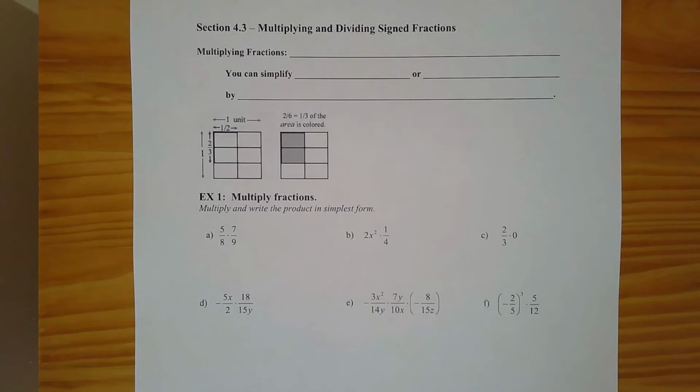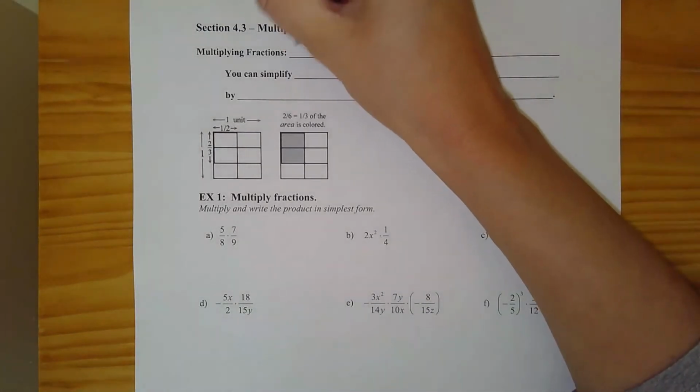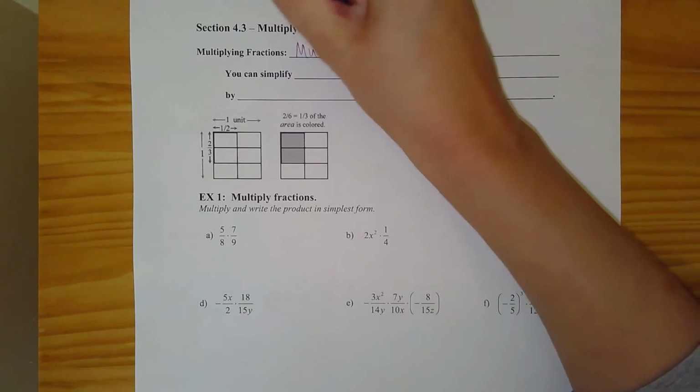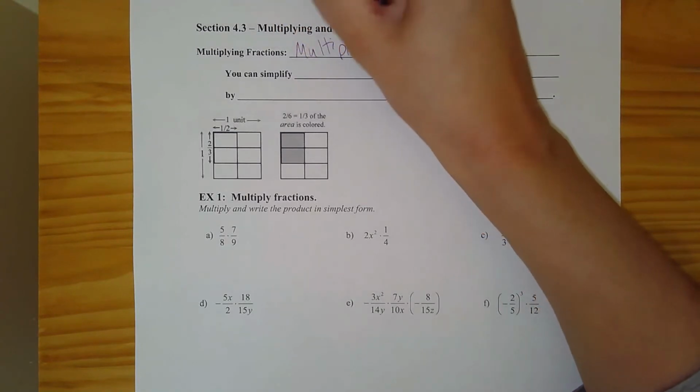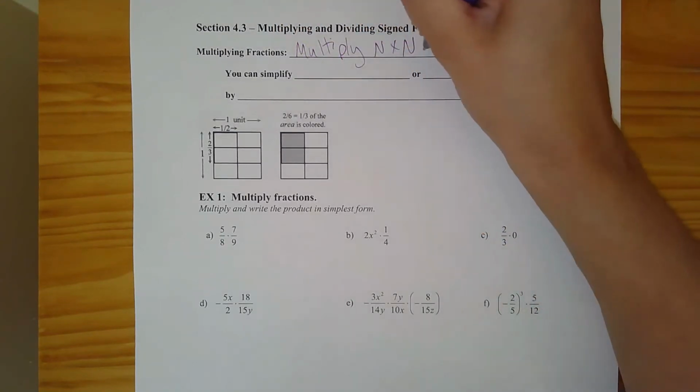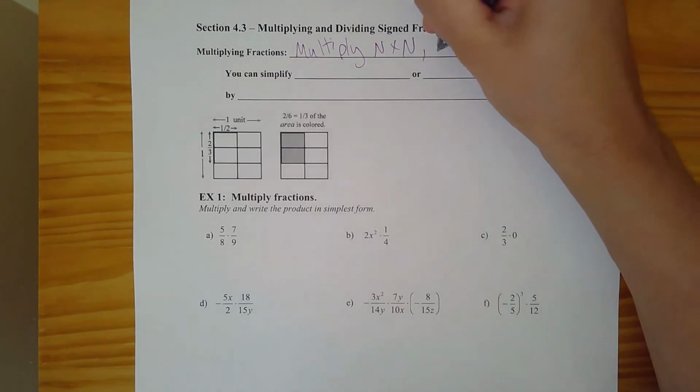So we're going to start off with multiplying fractions. How you multiply fractions is pretty straightforward. You would just multiply straight across. You multiply numerator times numerator, and you multiply the denominator times denominator.